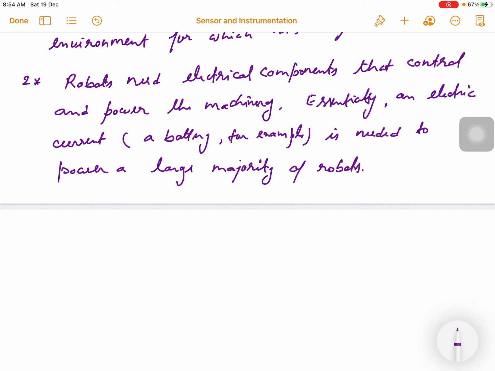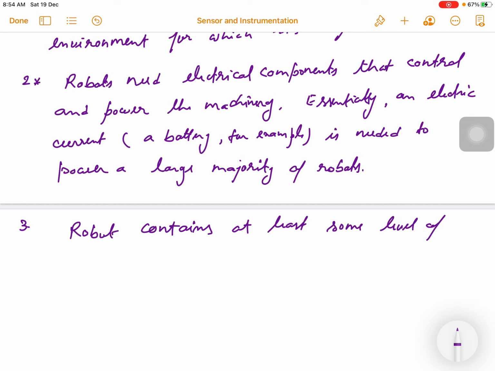And also a robot contains at least some level of computer programming. So, you have to predefine your program in your robot, so that it performs a particular task.